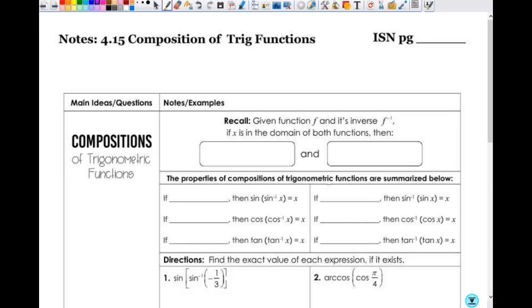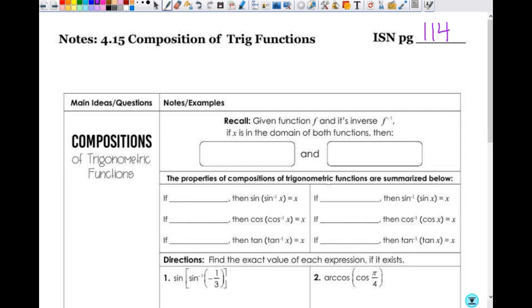Page 114. We are going to look at composition of trig functions. We have done trig functions and found their values. We have looked at the reciprocals. We have graphed all of that. We've done the inverses. So now this is a composition, meaning putting more than one thing together, of the trig functions and their inverses. Okay, and we've done inverses for different functions.